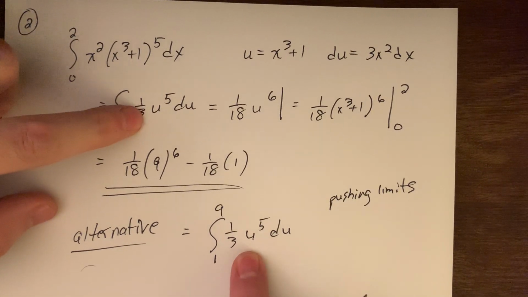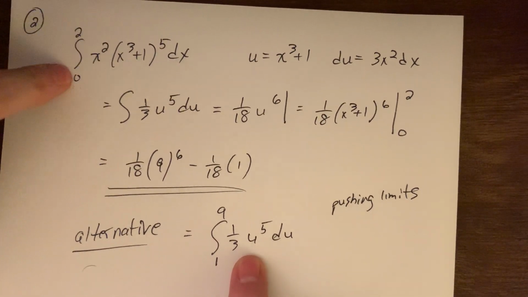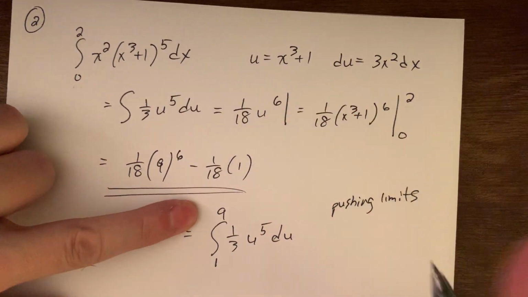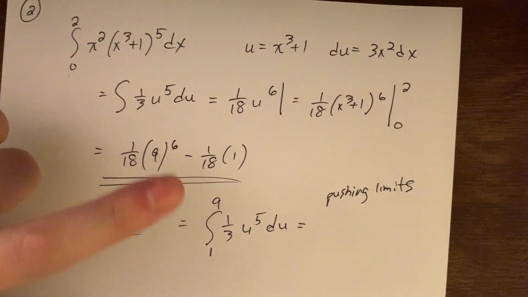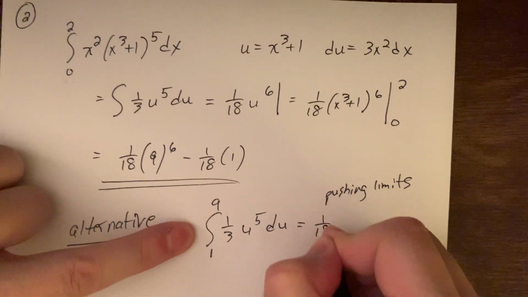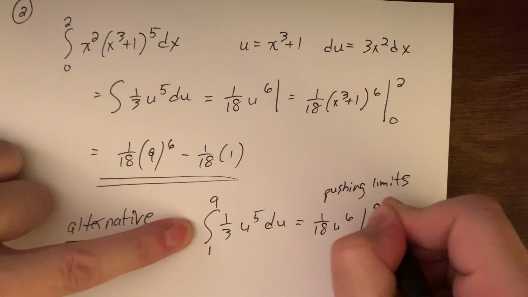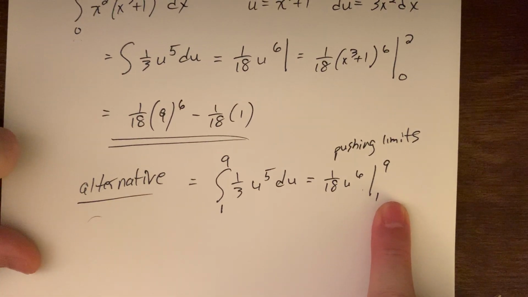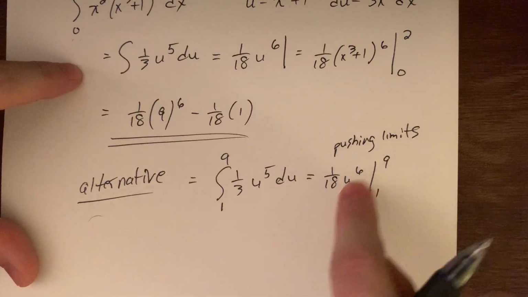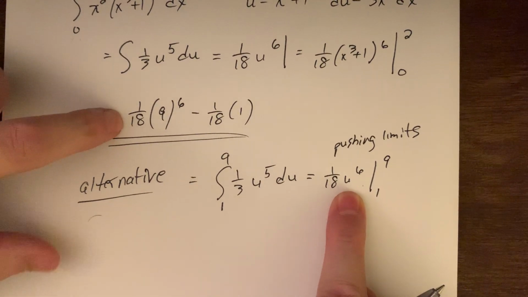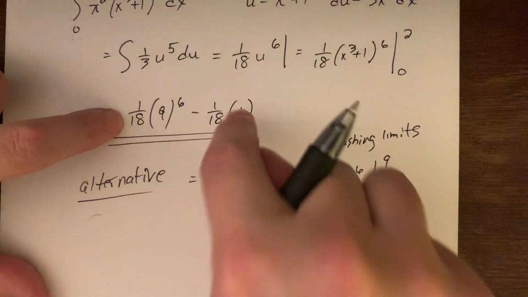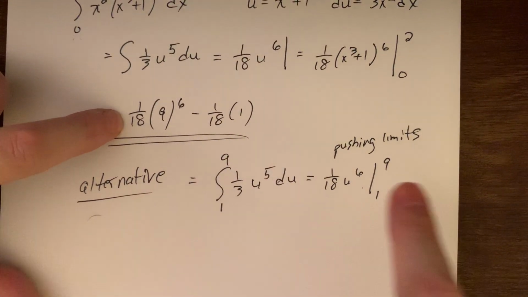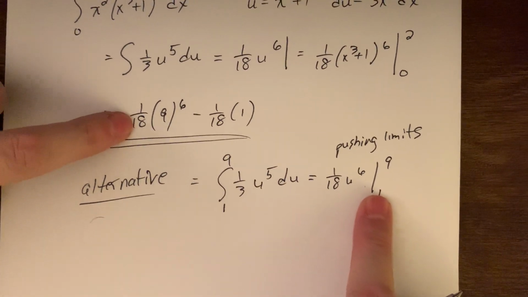Not only just the function itself, I've also pushed the bounds in terms of my new variable. So now with this setup, I can take my antiderivative, and now I can do these new bounds in terms of u, and look what happens. I plug in the 9 first, and I get this, minus I plug in the 1 second, and I get this. So this matches exactly what we had here.